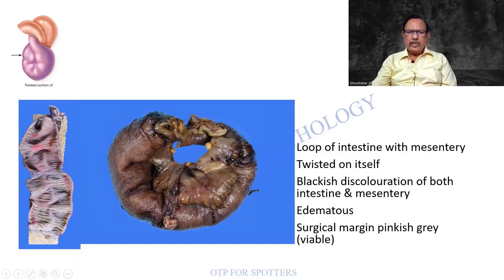Part of the mesentery is also alive, but predominantly it can be gangrenous. So this is the diagrammatic view of the volvulus. And this is the surgical margin which is viable, means live, whereas these are all gangrenous areas. The diagnosis is volvulus intestine with gangrene.